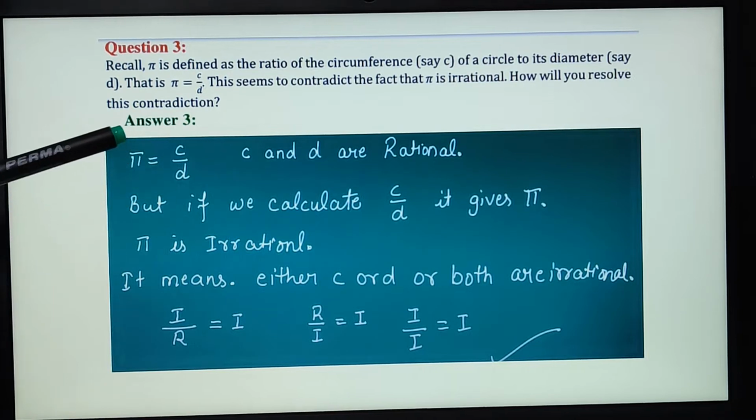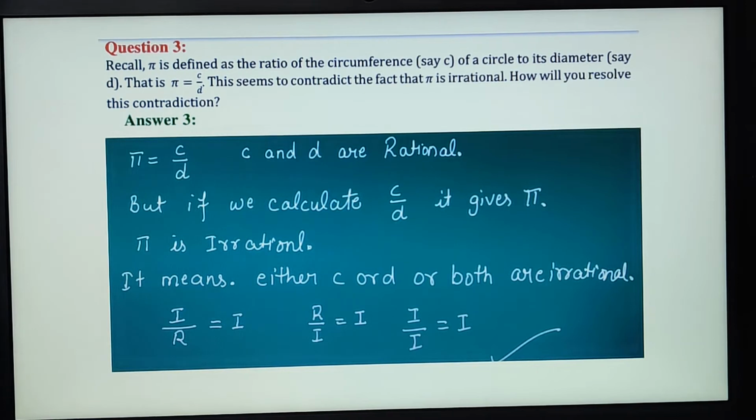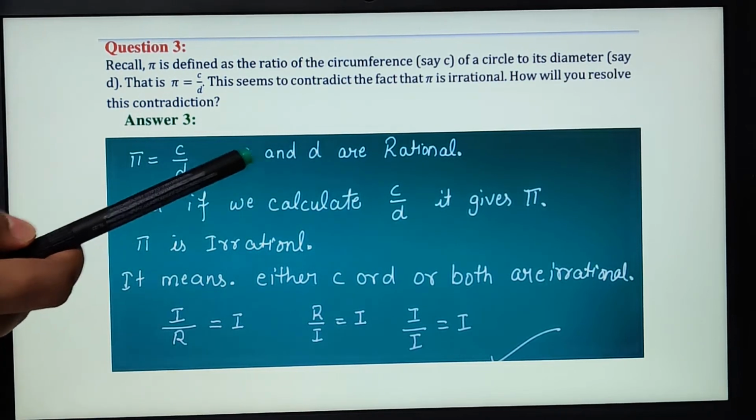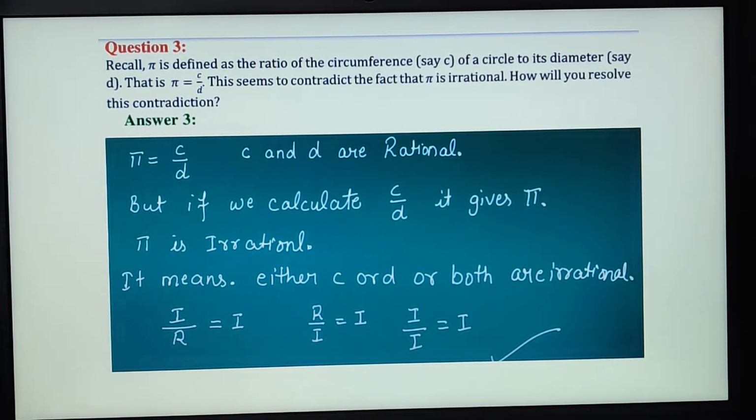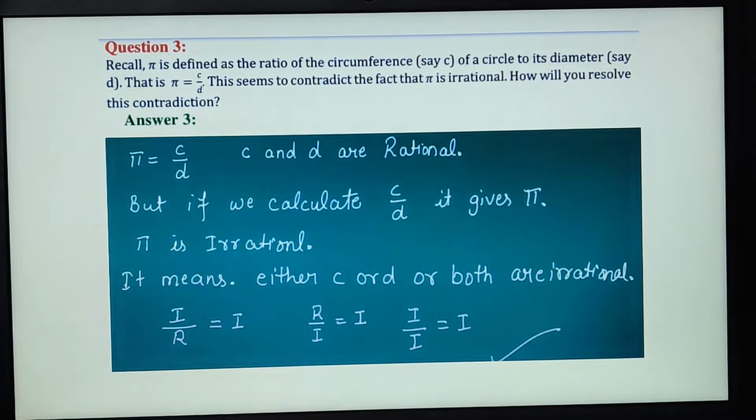Now in the question it is given pi is equal to c by d. It means pi can be written in p by q form. This is according to the question. And c and d are rational numbers, according to the question. But if we calculate c by d, it will give pi. So c by d gives what? Pi. And we know that pi is an irrational number.